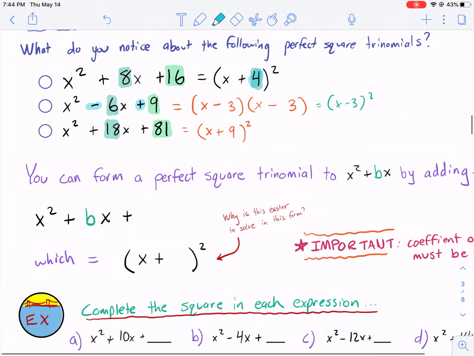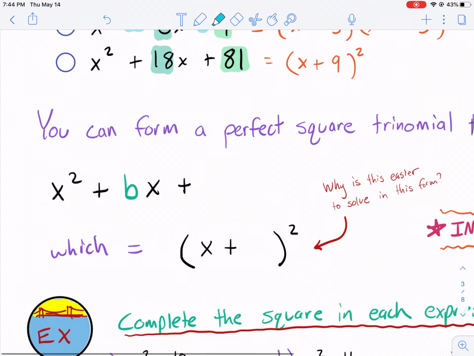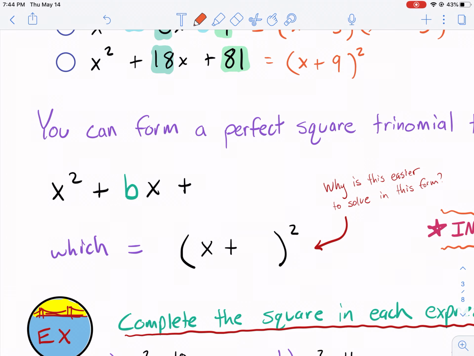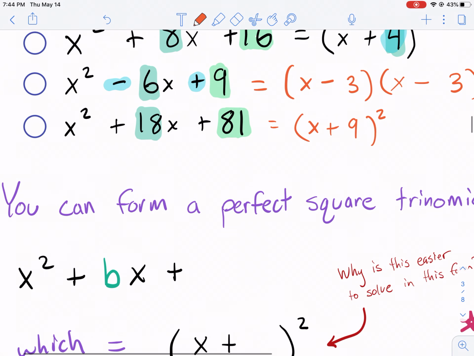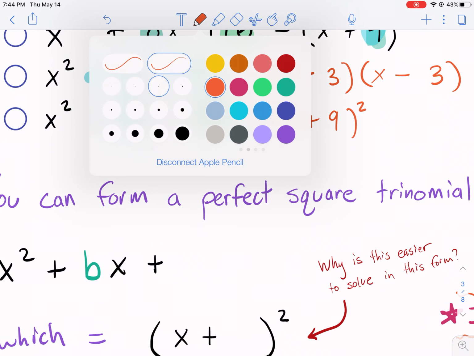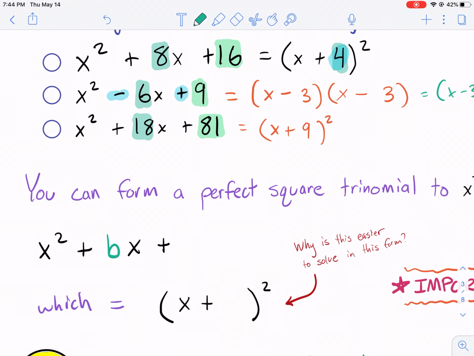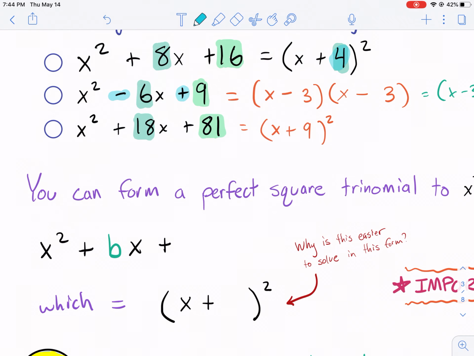You can form a perfect square trinomial from x squared plus bx by adding, what do you add to bx? The pattern was, we took half of 18, we took half of negative 6, we took half of 8. That was what we put in the parentheses, right? So let's use blue. Let's give blue some love. So we took half of b, oops, I forgot green. I need to use green. b over 2. Now I would put that in parentheses.